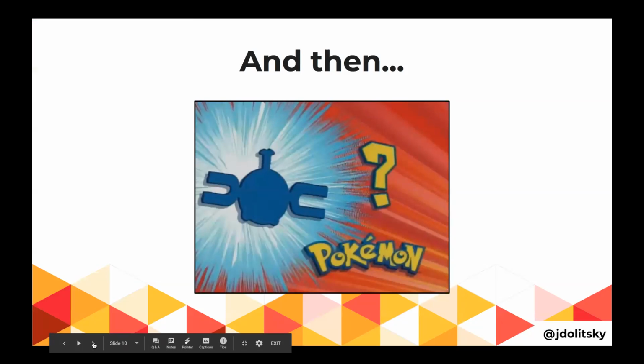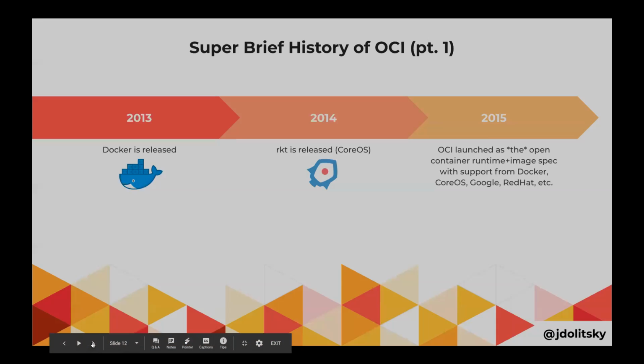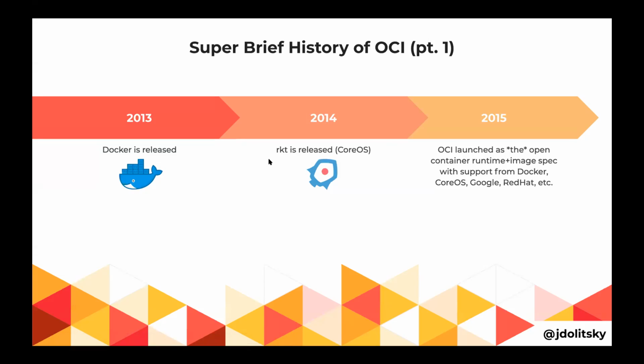to a repository? And then out of nowhere, somebody comes in, Steve Lasker from Microsoft, and makes this large proposal against Helm that Helm should work exactly or in a very similar way as Docker registries. And this concept sort of started to take off. So it turned into a conversation not just about Helm or Docker, but about OCI as the standard for doing these things. And if you're not familiar with OCI, it's the Open Container Initiative.